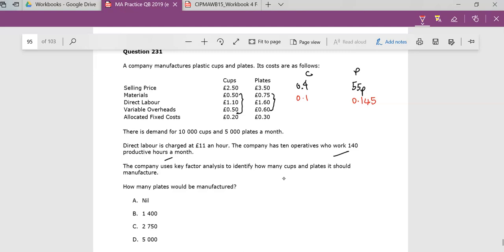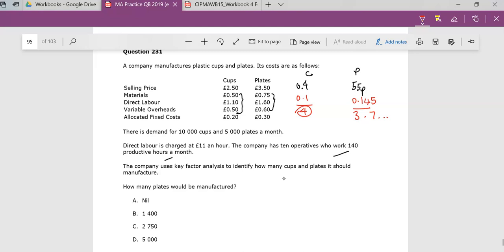So now I can find out what the contribution per hour is, by dividing 0.4 by 0.1, which gives me 4. So technically I can make 4 cups in an hour. And here 55p divided by 0.1 gives me 3.7 or something along those lines. The key point is that I'm going to make cups first because it's giving me the higher contribution.